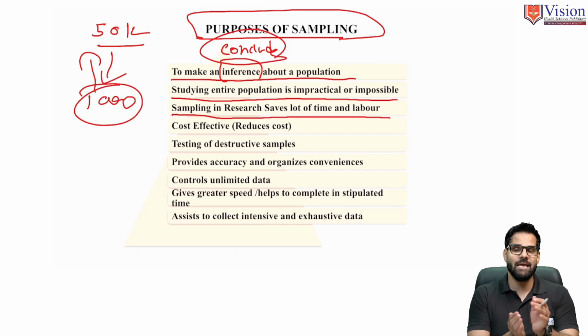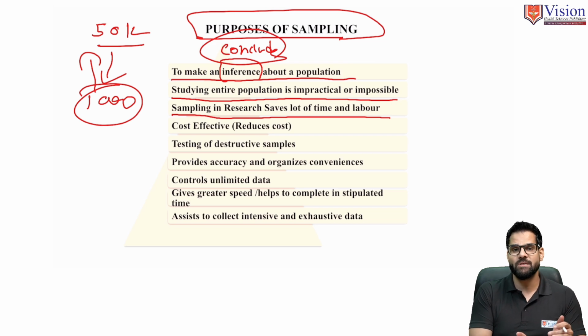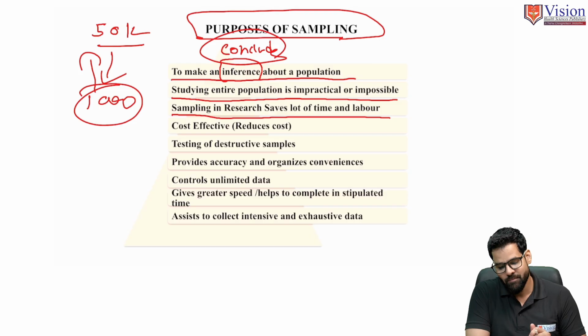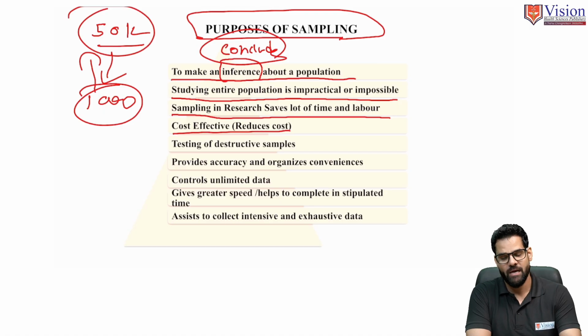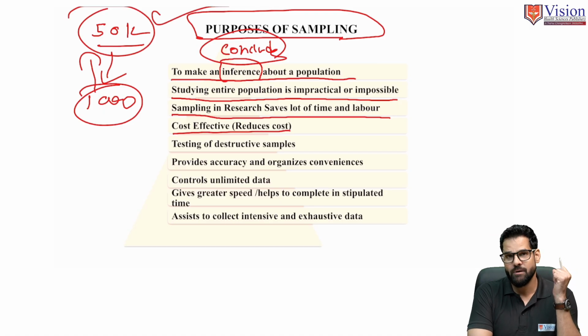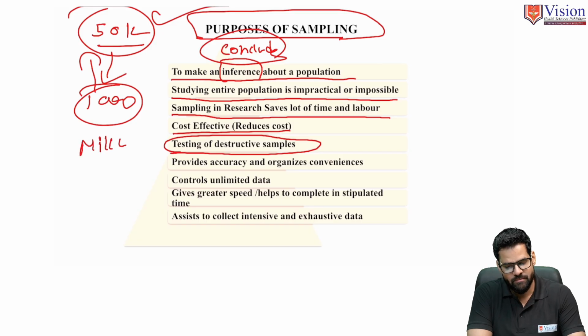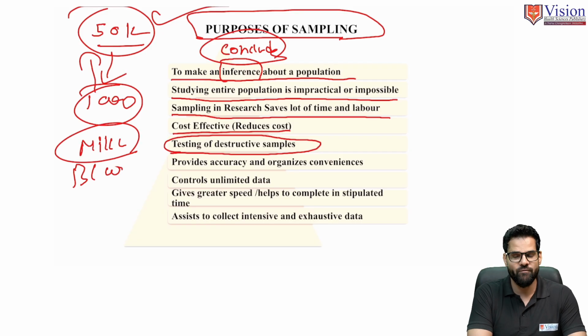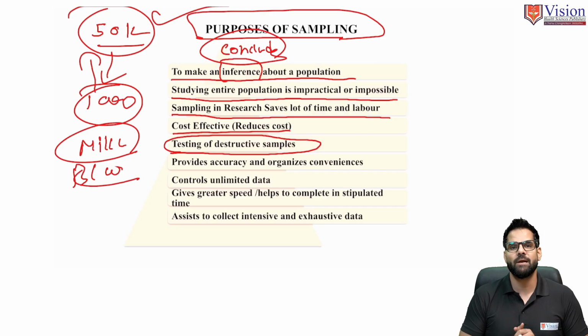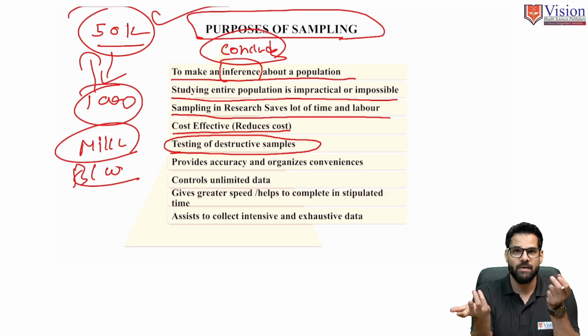Because if you can get almost similar amount of accuracy with a small sample, why we should go for a complete enumeration? It is cost effective because it minimizes the cost. If you collect data from 50,000, it will take a lot of time, it involves a lot of money and many more things. Testing of destructive sample, like for example milk. You want to describe the quality of a milk or your blood. So if I wanted to know the Hb percentage of your blood, can I withdraw the entire blood from your body? No. I have to take only a small amount of blood, right? So for destructive sample, like if you want to check the quality of a milk, you cannot put chemical in entire lot of milk. You can just take a small sample.